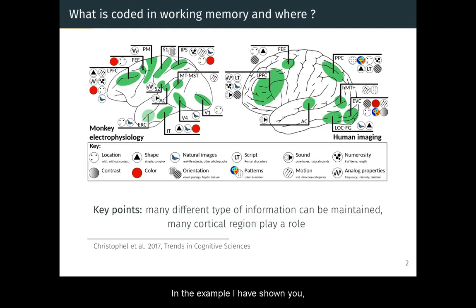In the example I have shown you, you had to maintain numbers, but many other types of information can be maintained. And in the brain, most of the cortical region seems to play a role in the maintenance of some type of information. For instance, in the lateral prefrontal cortex, one can find information about frequencies. Let's take a look at how the brain maintains those frequencies.